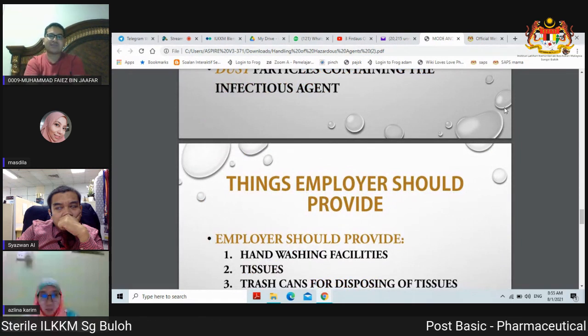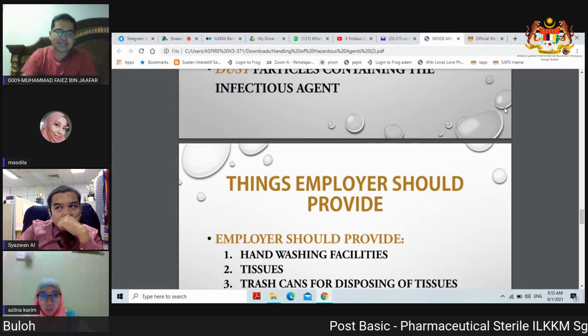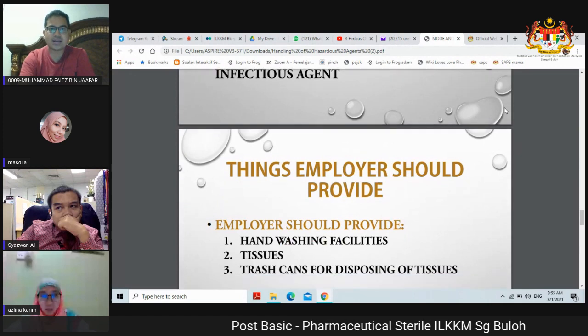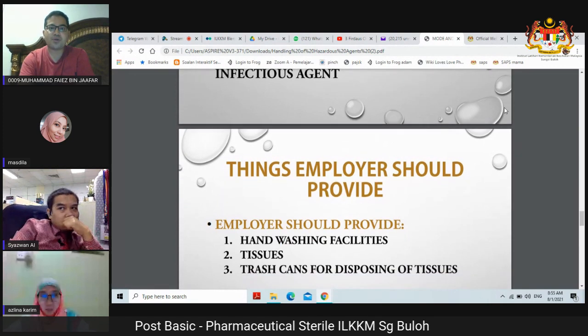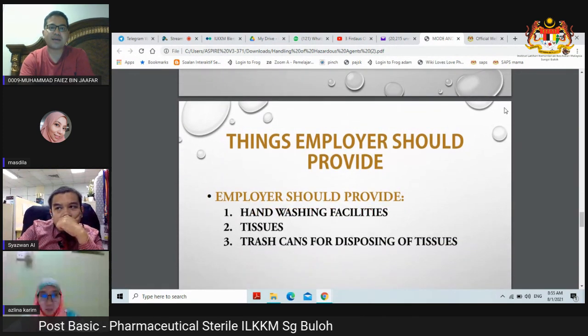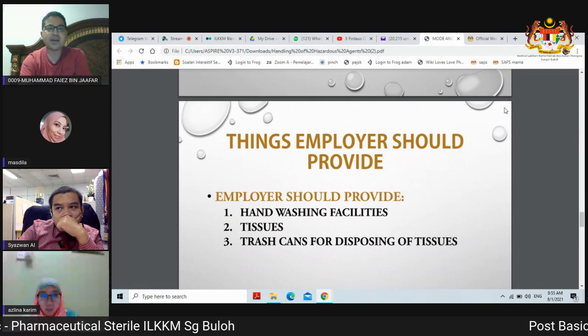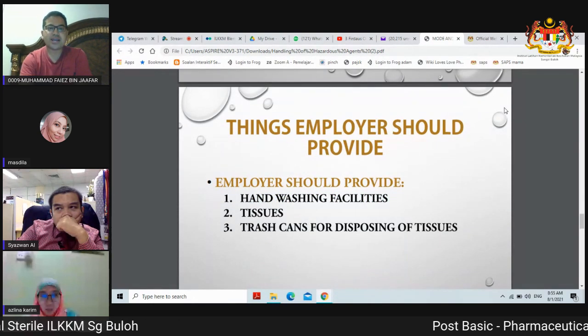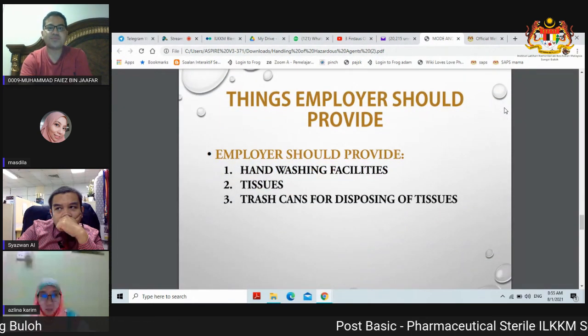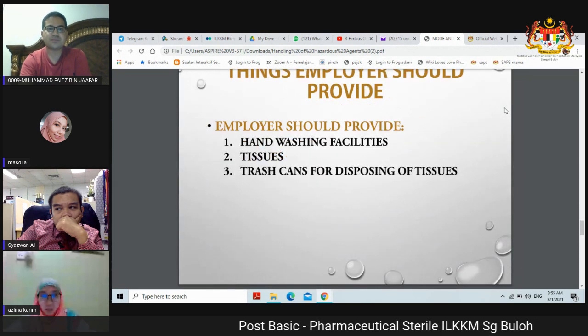Okay, ini adalah cara-cara macam mana kita nak mengatasi masalah. Employer should provide yang pertama hand washing facility, yang kedua tissues, and yang ketiga cans for disposing of tissue.